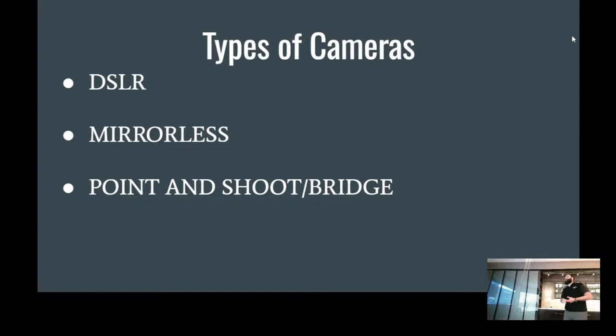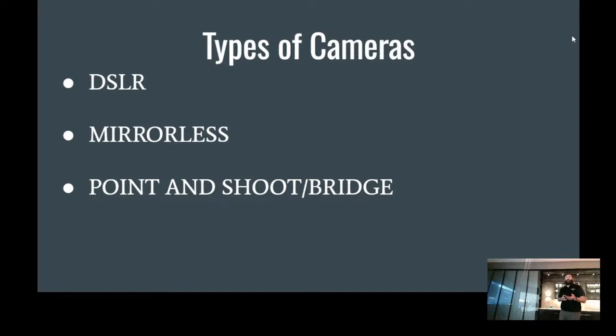So before we get into a little bit more of the layout of the camera and other information, there's three types of cameras you should know about: DSLR, mirrorless, and point and shoot, or bridge camera. Mirrorless and point and shoot are going to be very similar. The biggest difference between them is the interchangeable lens. Mirrorless and DSLR have the ability for you to remove the lens from the camera, where a point and shoot doesn't.